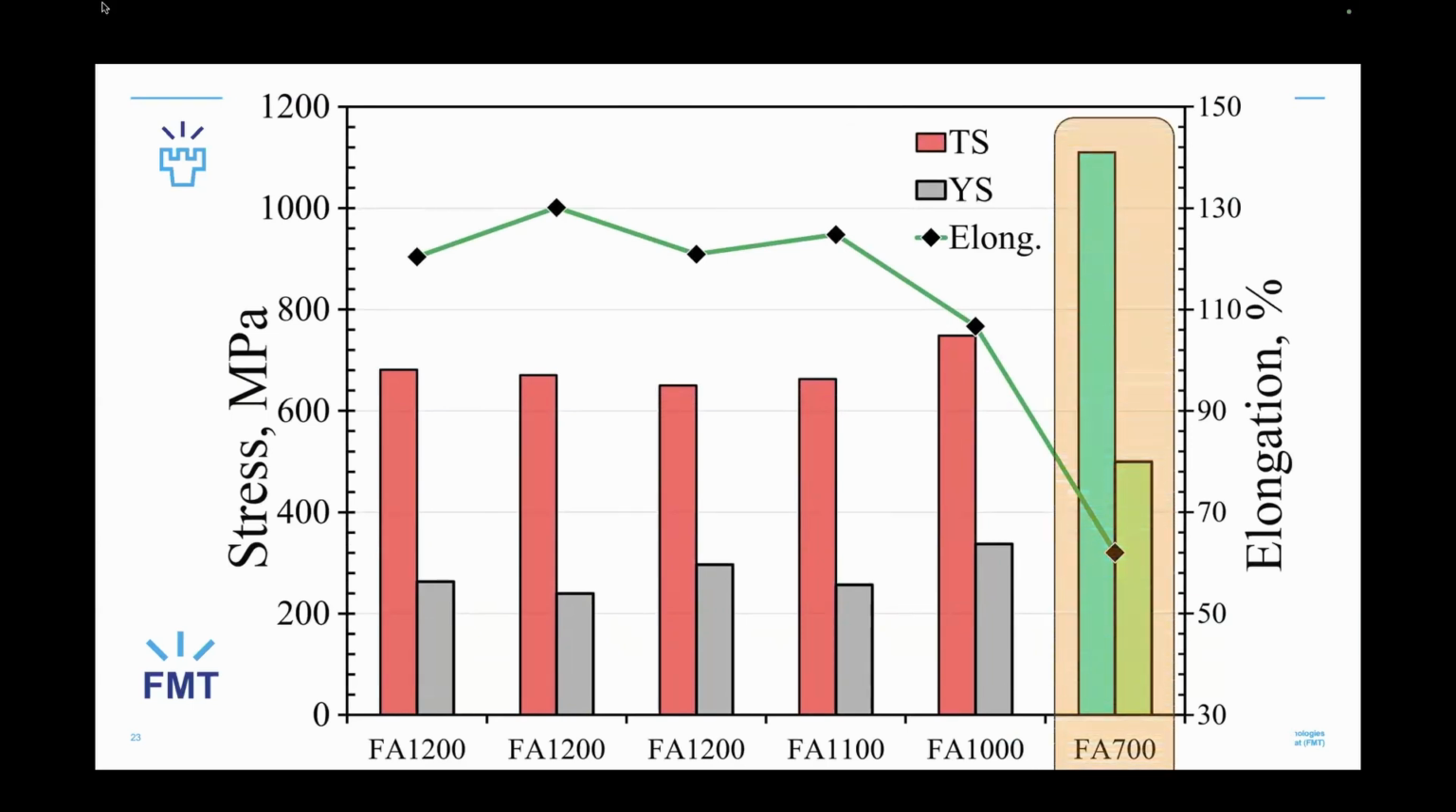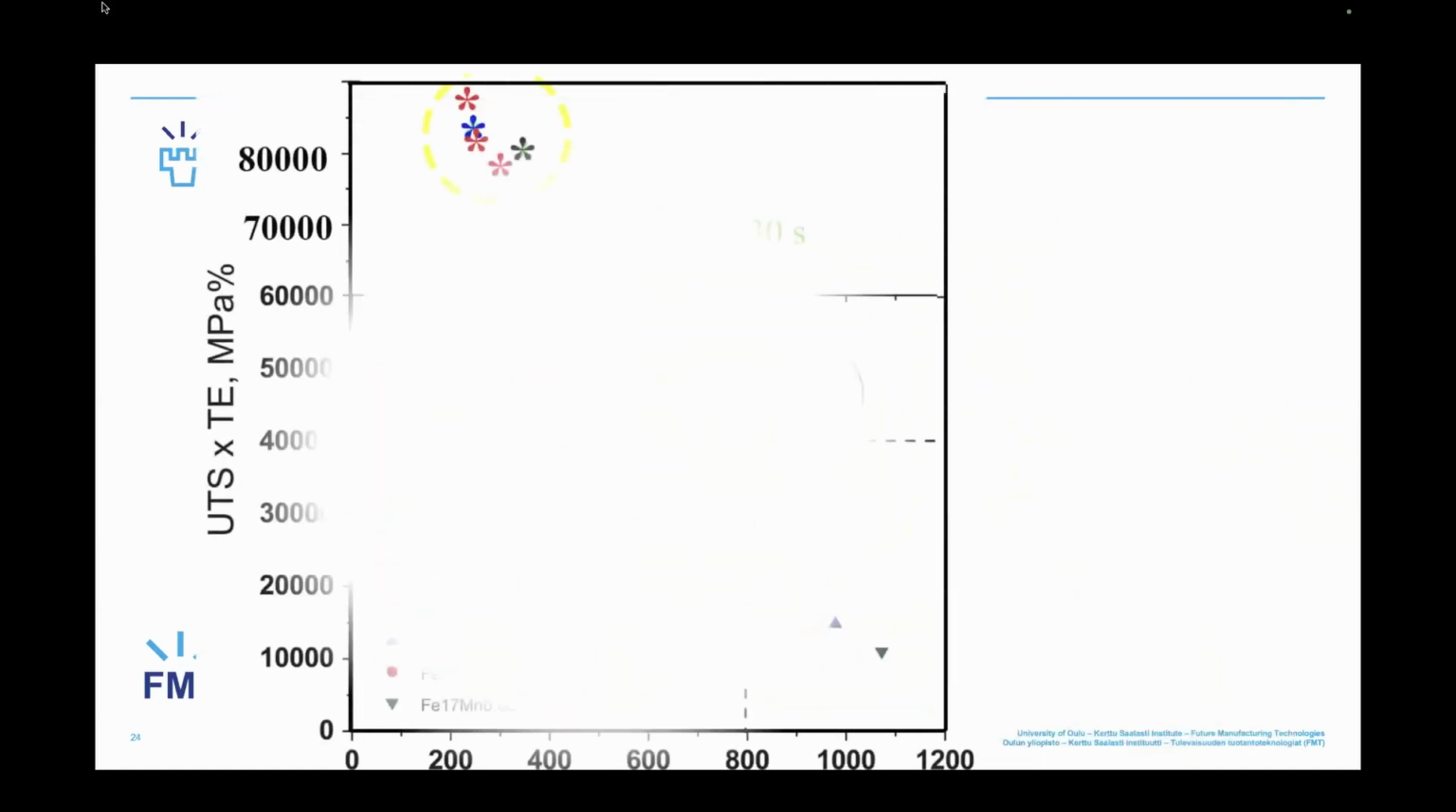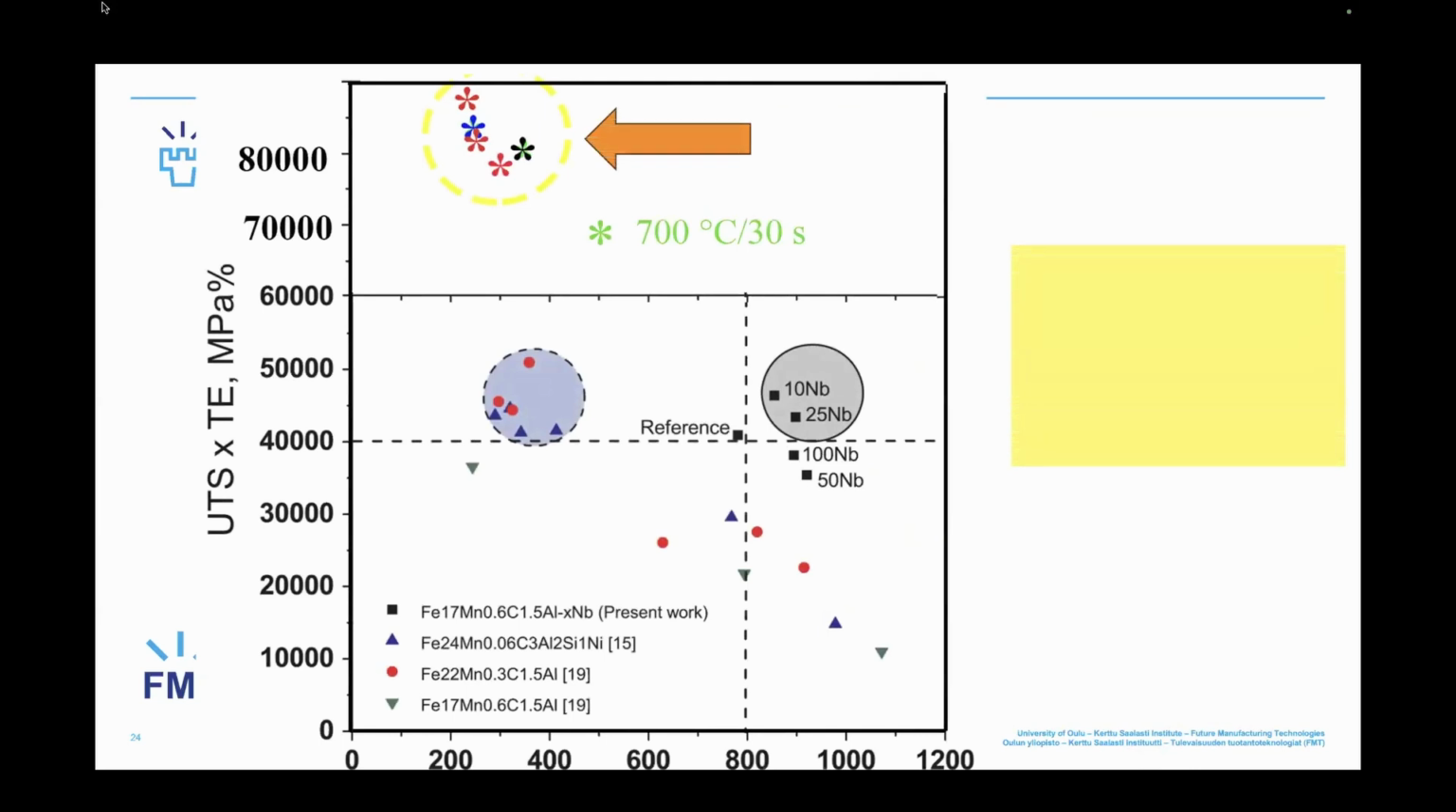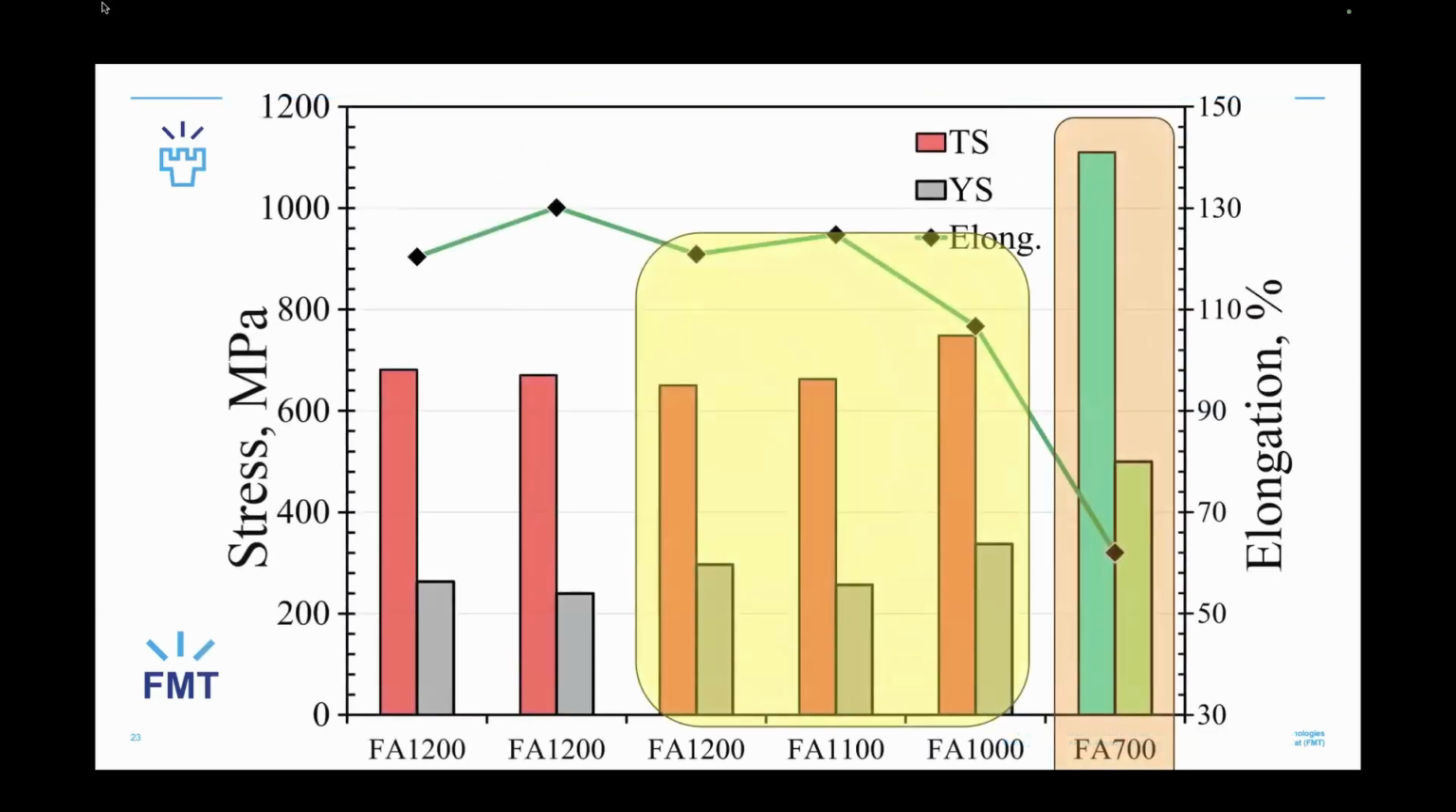Yes. But okay, the most important, you can see here, so go back. Sorry, back. Okay, this is for 700, 700 for 30 seconds. We can see that the tensile strength is much higher and also the yield strength, about 500. But the ductility is still high, about 60%, in comparison to carbon steel.